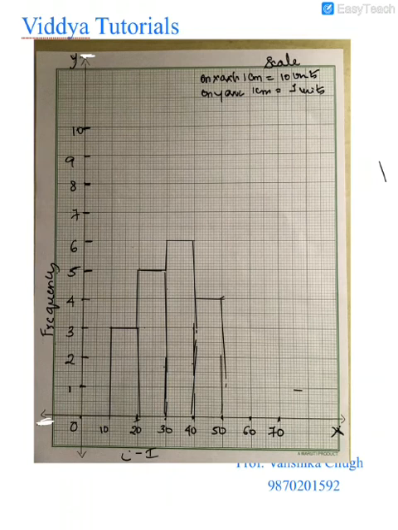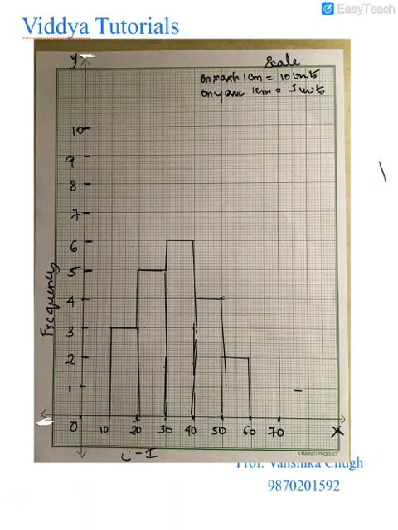Because I am doing it on a screen, I am unable to control the lines, so they are not accurate, but on a graph paper see to it that your lines are absolutely straight and you don't overwrite. Try to keep your graph as neat as possible. Finally, it is 50 to 60 and the frequency is 2. So my histogram is ready. This is called a histogram.